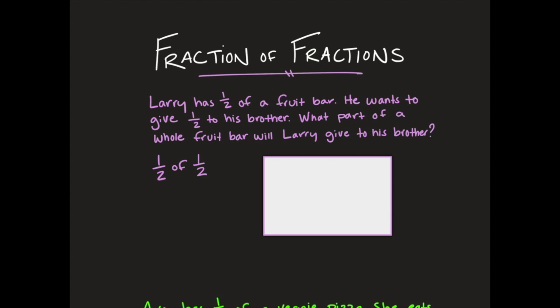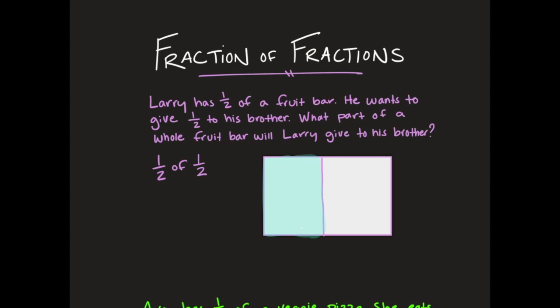So the first thing I'm going to do is shade in how much of a fruit bar that Larry has. Right now, if I shade it, he has 1/2, so 1 out of 2 pieces. I'm going to shade that in this blue color. If we're looking at one of those square fruit bars, he only has this blue part.